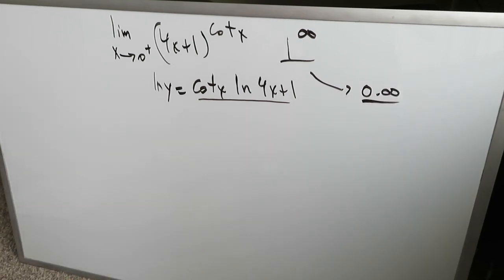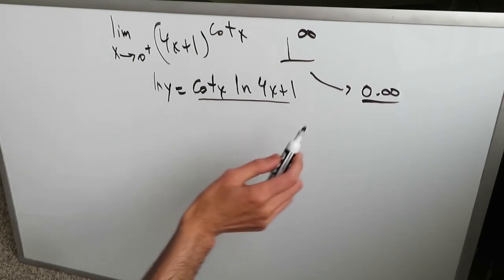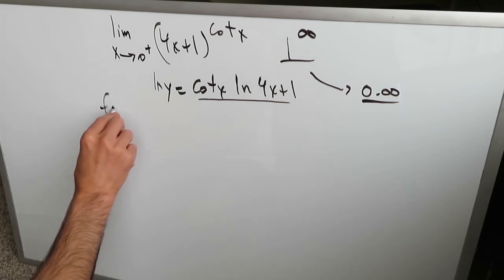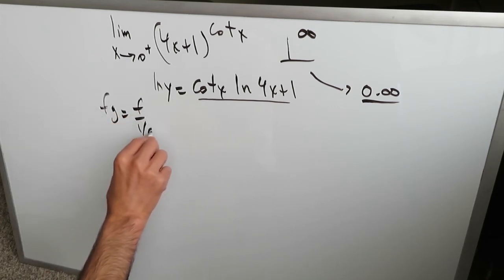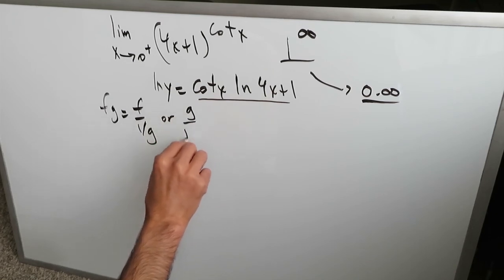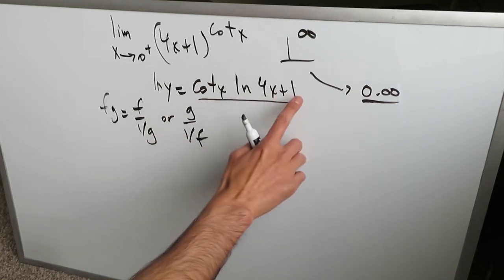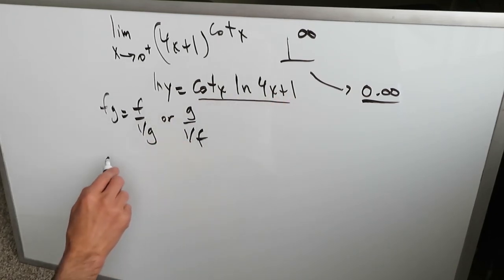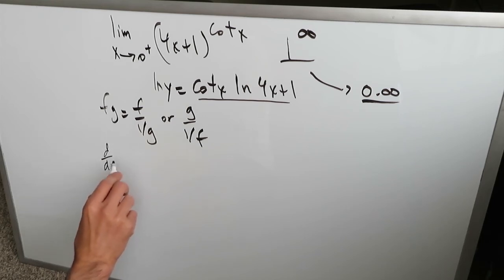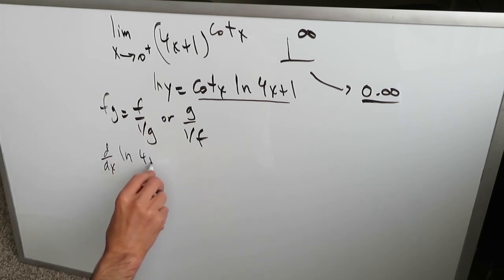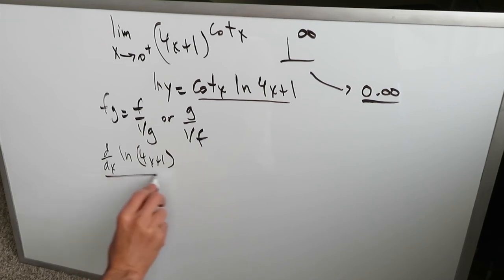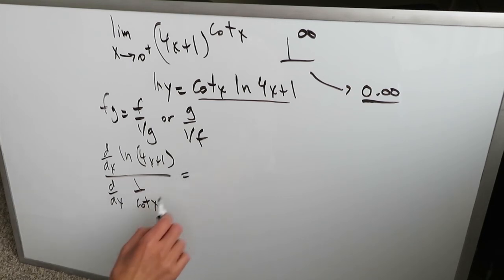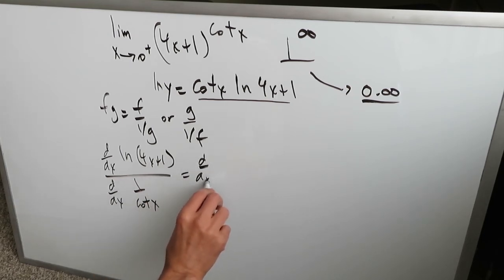0 times infinity. We have to view this in terms of the quotients. fg is equal to f divided by 1 over g, or g divided by 1 over f. I'll keep the natural log here in the numerator, because that might prove to be beneficial. Natural log 4x plus 1 divided by 1 over cotangent x. 1 over cotangent x can become tangent x. We'll worry about that in the next step.